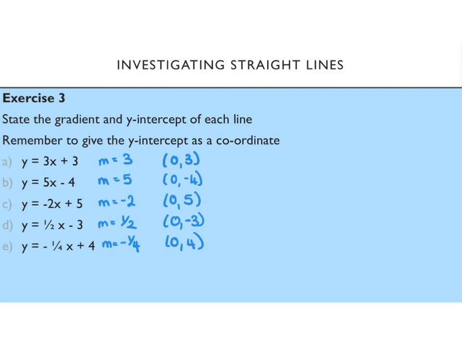And there's your answers. Again, remember that the gradient does not have an x on it. And remember your y-intercept, where it crosses over the y-axis, you go along nothing and up 3 for this one. So notice they all start with 0 because we're just going up or down the y-axis. So we're not going across the x-axis or anything, just up and down the y.